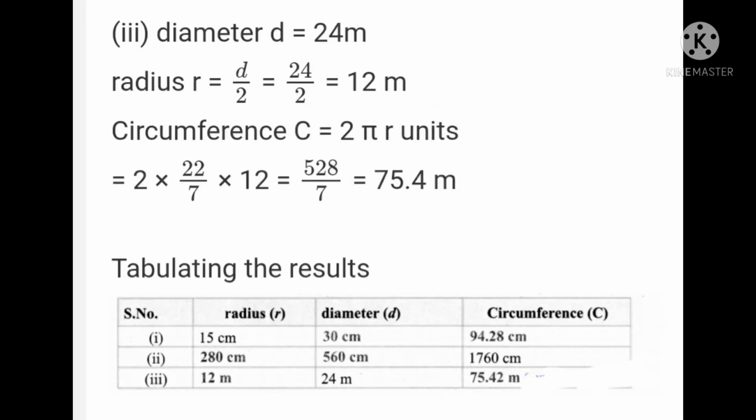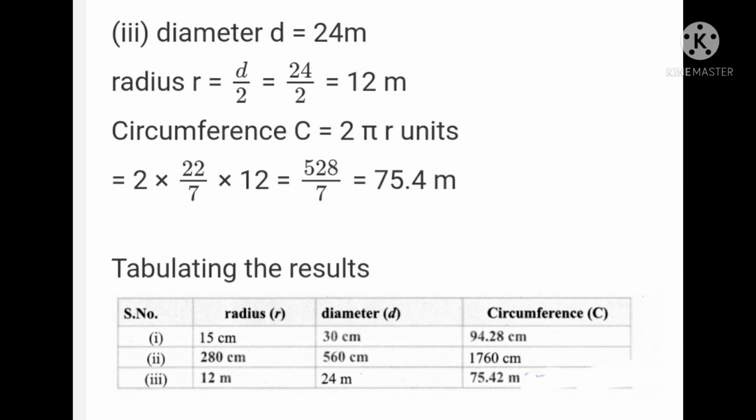Now third question, diameter d is equal to 24 is given. We are going to find radius and circumference. Now we know well r is equal to d by 2. So just substituting into that, 24 by 2 is equal to 12 meter. So radius we got 12 meter.